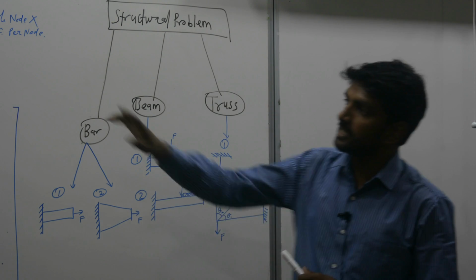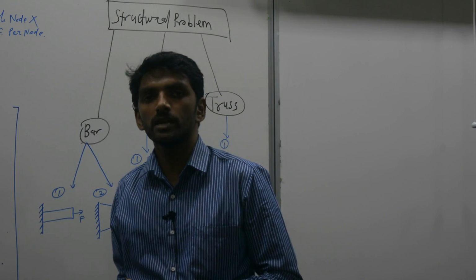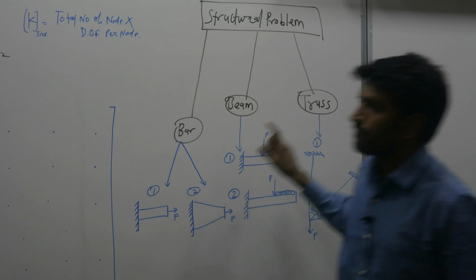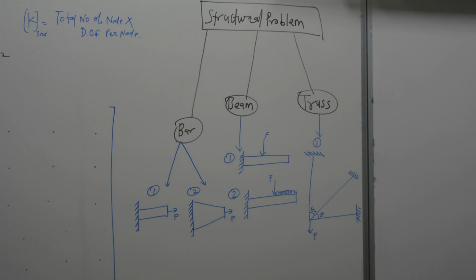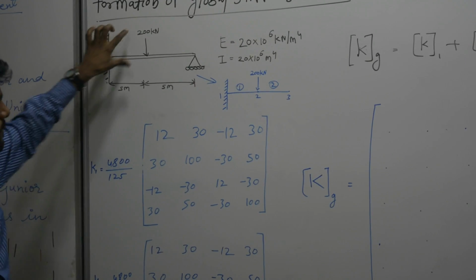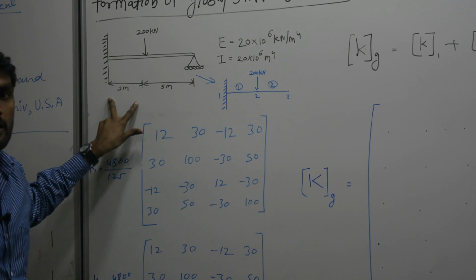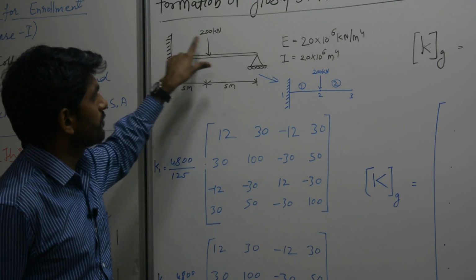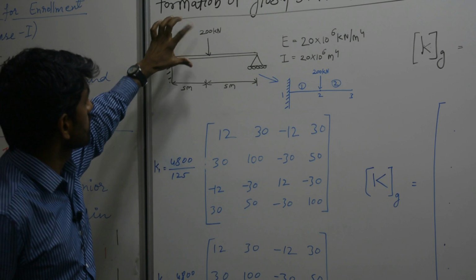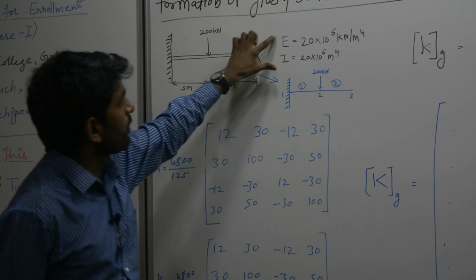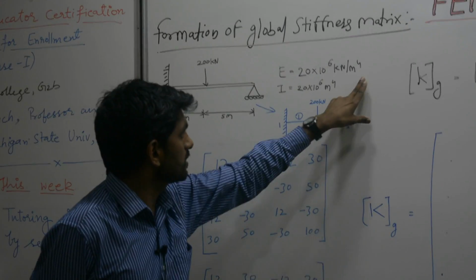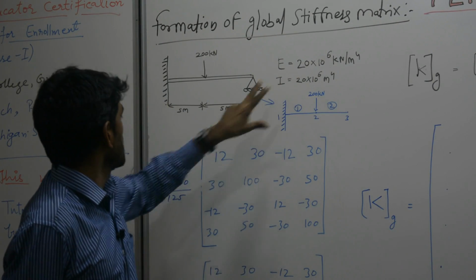So today, to explain the formation of global stiffness matrix, I have taken a beam problem with case 1. This is the problem. We have a simple beam of 10 meter. It has at the center a load of 200 kilonewton. The modulus of elasticity is 20 into 10 power 6 kilonewton per meter squared, then your I.